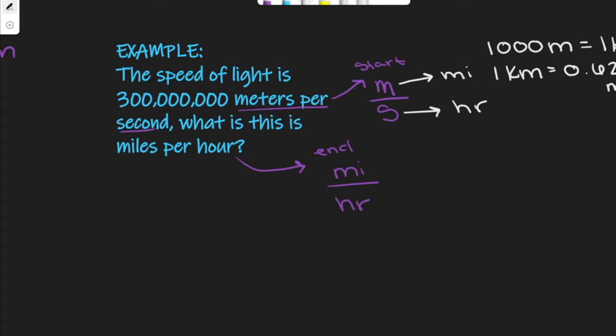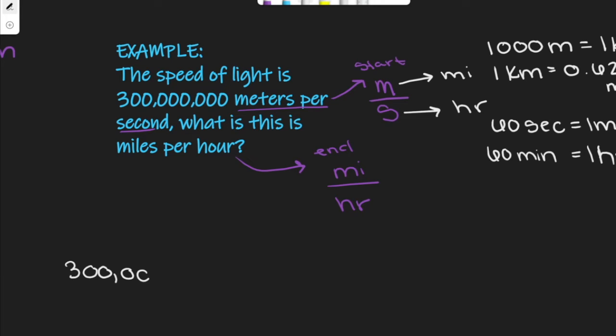Now we need to get from seconds to hours. This one's a little bit more straightforward. We know that there are 60 seconds in 1 minute, and we know that there are 60 minutes in 1 hour. So now that we have all of our conversion factors, we just need to set up our problem. Let's start off with what we're given in the problem.